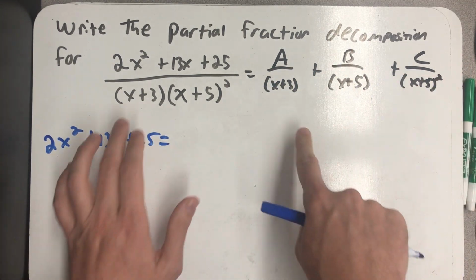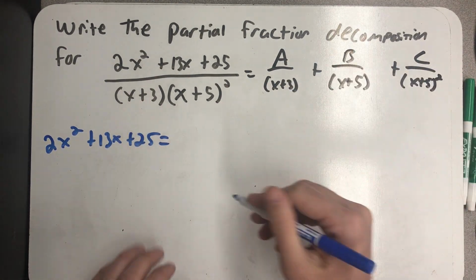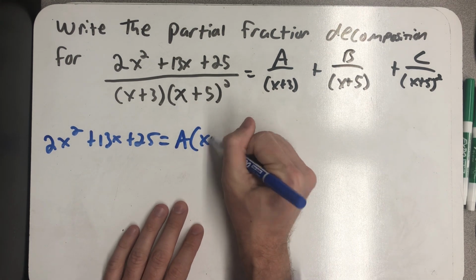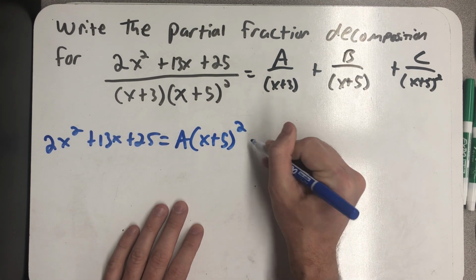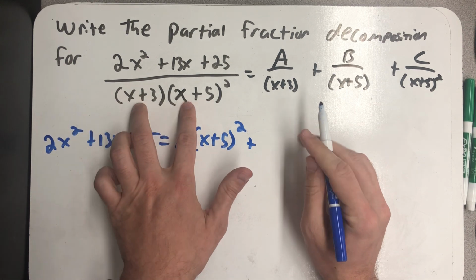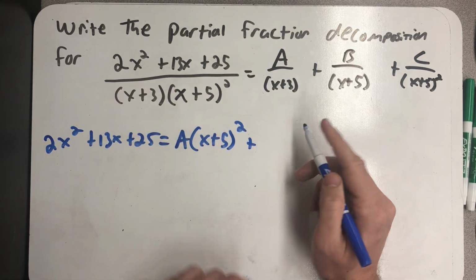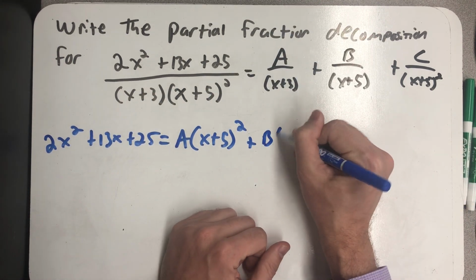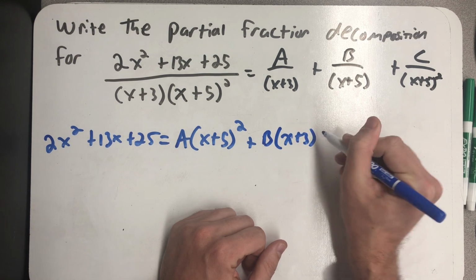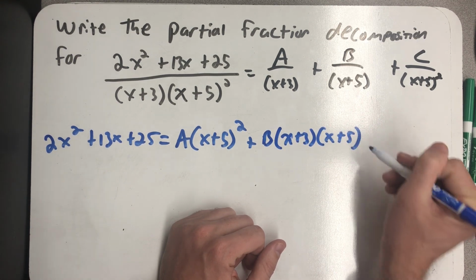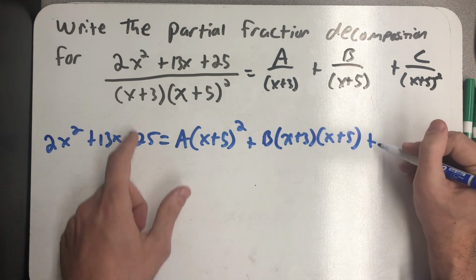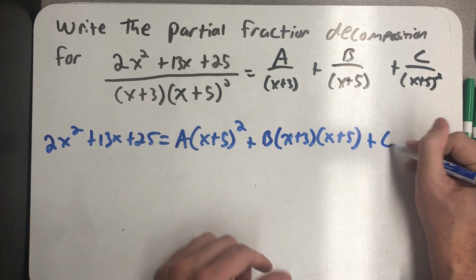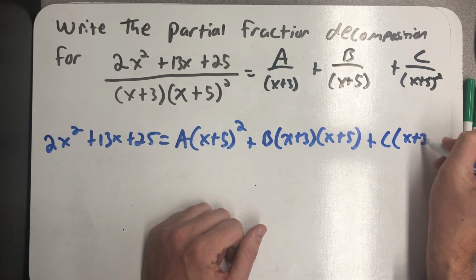Multiplying this through this side, in this first term, the x plus 3's would cancel, and I would get a times x plus 5 all squared, plus, when I multiply the bottom times this, one of the x plus 5's cancel, and I get b times x plus 3 times x plus 5. And then finally, on this last term, x plus 5 squared cancels, and I get c times x plus 3.